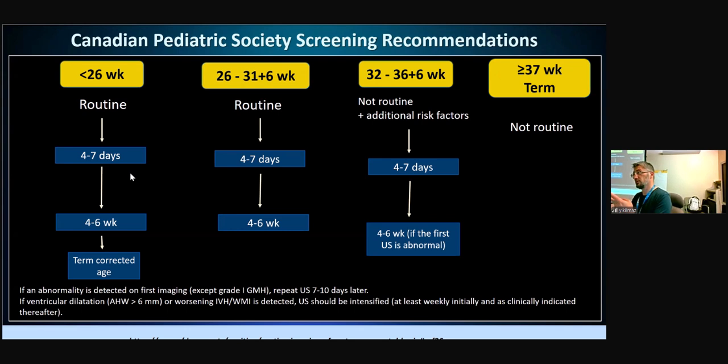What we do is 2 ultrasounds, basically. First ultrasound is between 4 to 7 days, and the second ultrasound is between 4 to 6 weeks. And in the extreme preterm infants under 26 weeks, you add a term-corrected age third ultrasound. So this is at least 2 ultrasounds if everything is normal. If there's hemorrhage or other abnormalities, then you need to add some more ultrasounds in between. So you may end up having serial ultrasound studies if there is some abnormality.